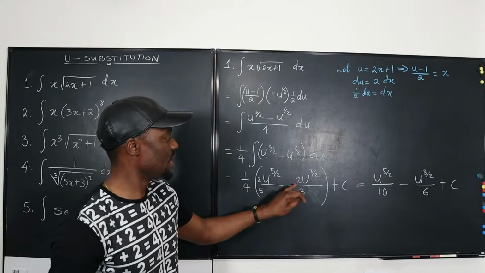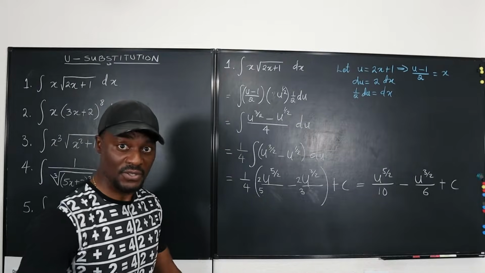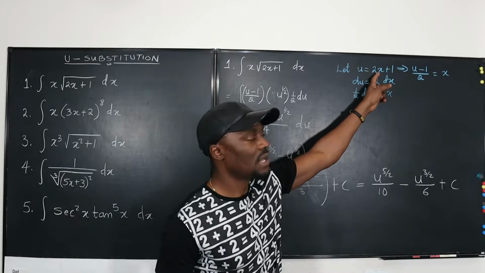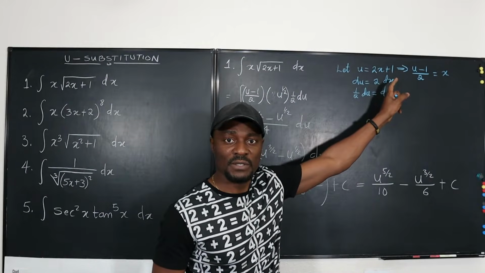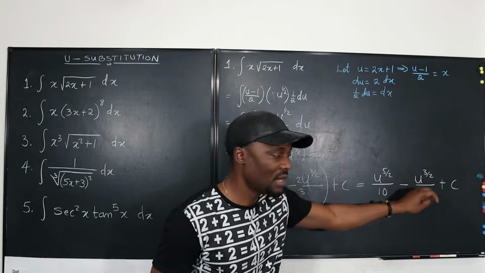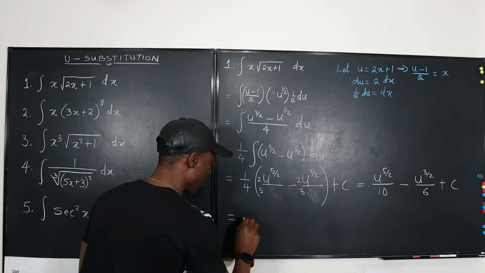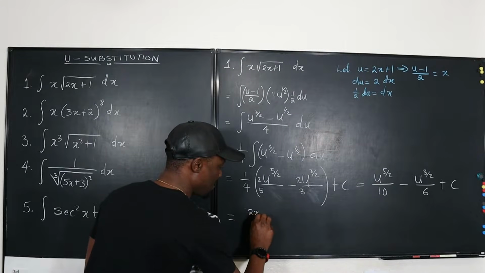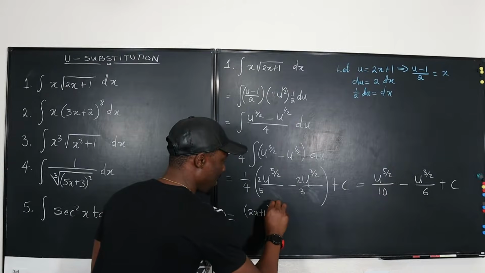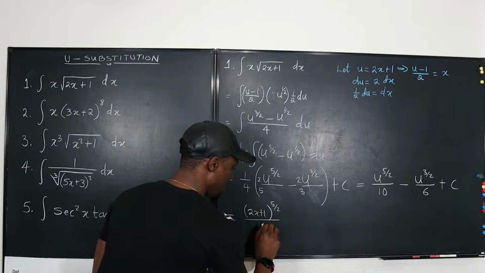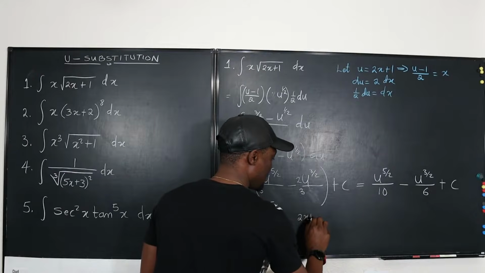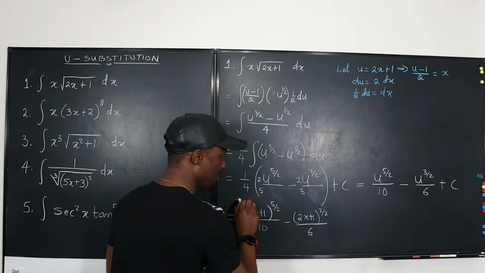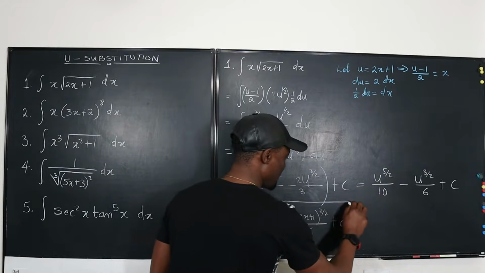Remember, as soon as you do your integration, you have to add the constant of integration to it. And basically that's your answer, as long as you go back and tell us what your u is, which is 2x plus 1. So I'm going to just replace this with 2x plus 1. So this is going to be equal to, let's write it this way, (2x plus 1) raised to power 5/2 divided by 10 minus (2x plus 1) raised to power 3/2 divided by 6. So this answer, plus c, is acceptable.